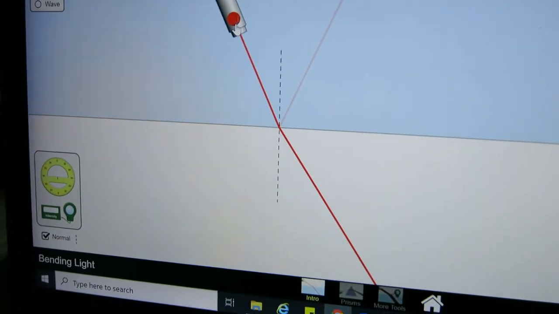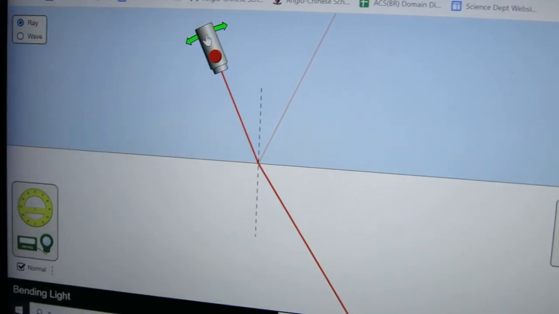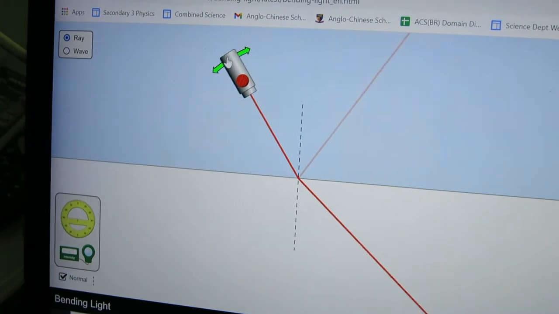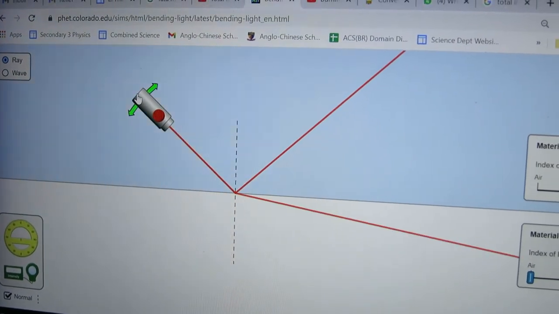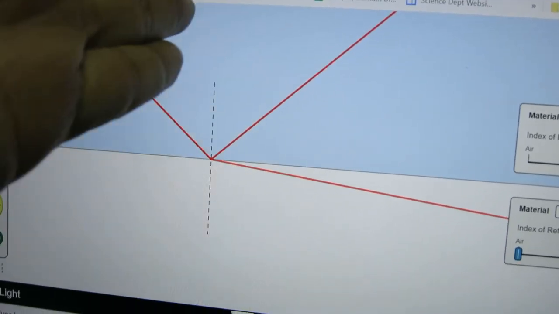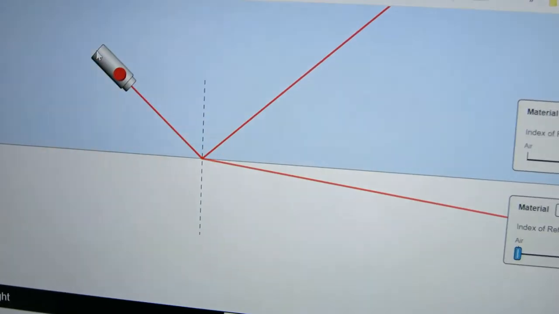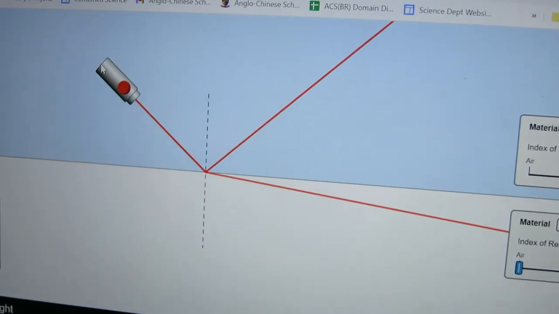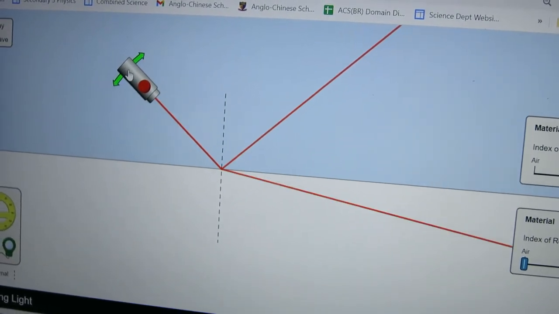Now, as I increase the angle of incidence here in the water, you will notice that there will come a point where my light ray can no longer bend any further away from the normal. Because I increase the angle of incidence, it should bend away from the normal, but there will come a point where it can no longer bend away from the normal.